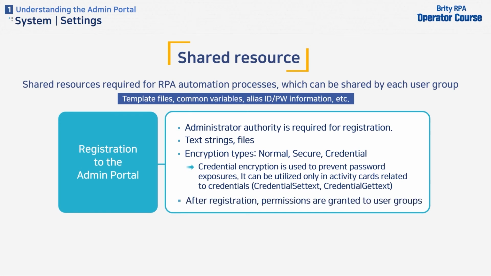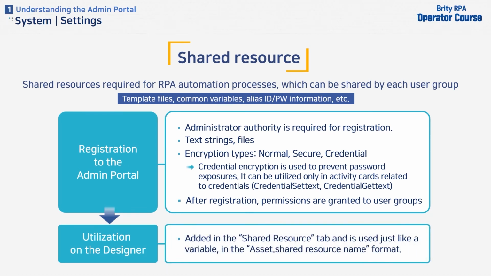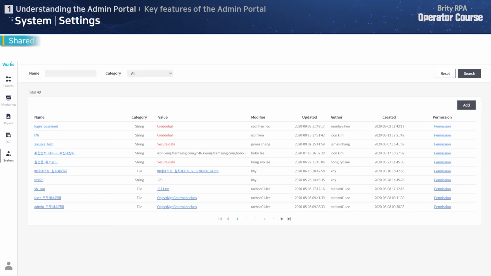After registration, permissions are granted to user groups. The shared resources that have been registered may be added to the projects in the Shared Resource tab at the bottom of the designer screen, and can be used just like a variable in the asset.sharedResourceName format. Next, on the Shared Resource screen, you can register and manage shared resources.